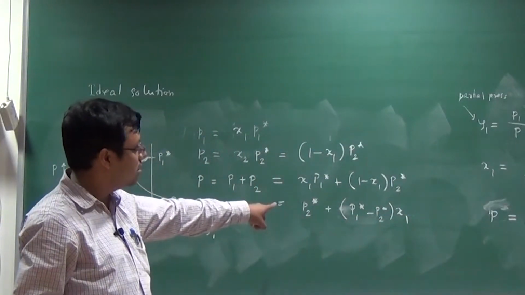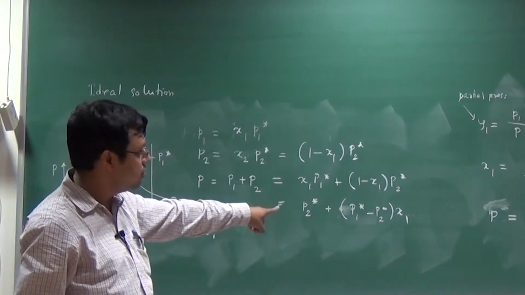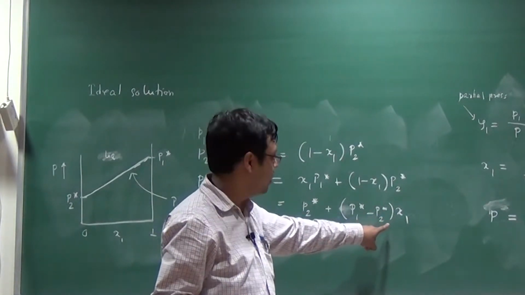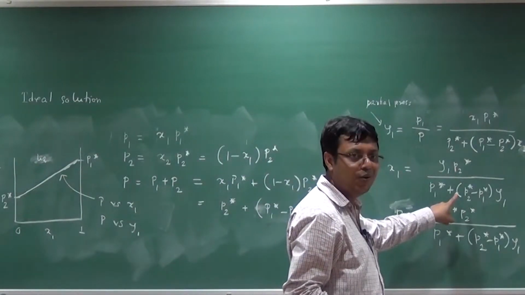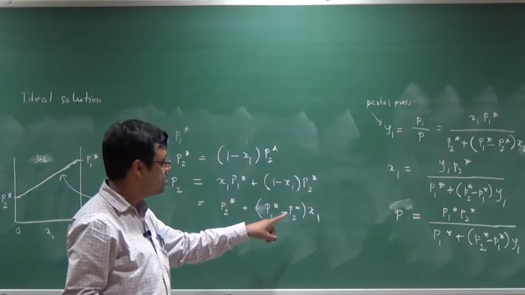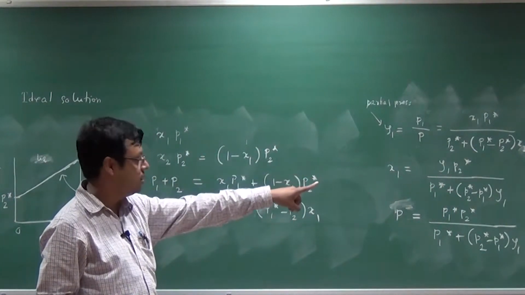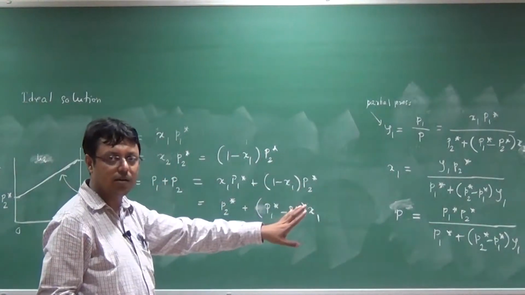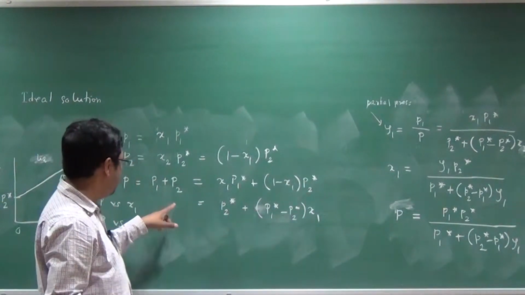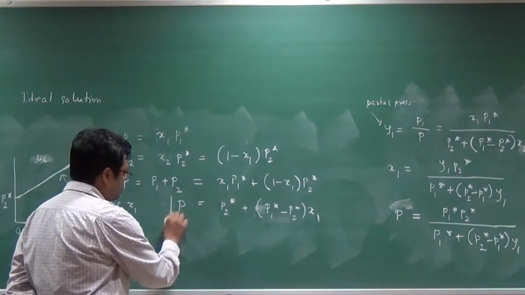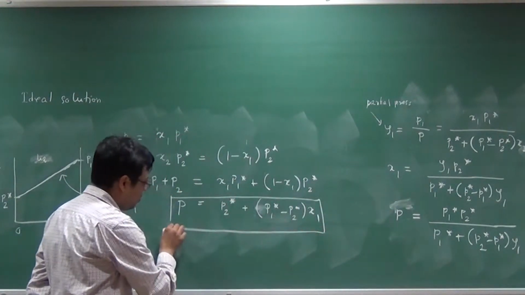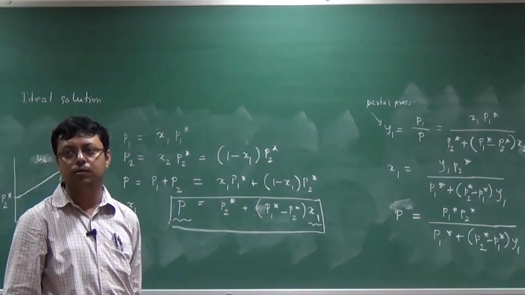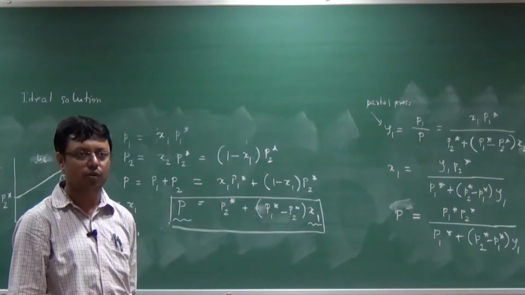You can easily check it, right? So what I have is P2 star, P1 star minus P2 star into x1. x1 is basically this entire thing. As you can see, in the numerator I have y P2 star. So that way you proceed. Now, here I have an equation which is P with x1, and now I have a P with y1. As simple as that. Clear.